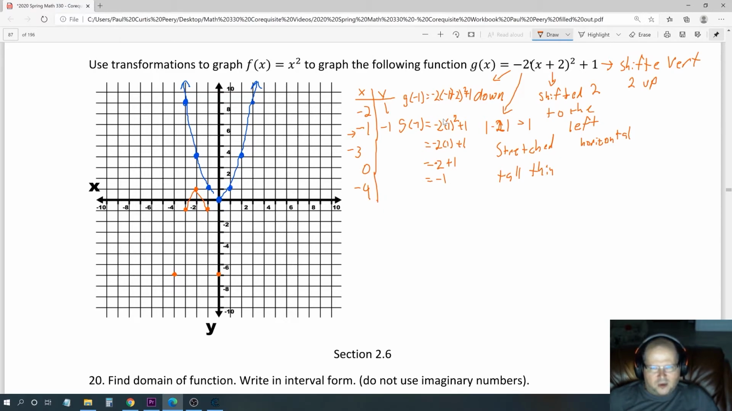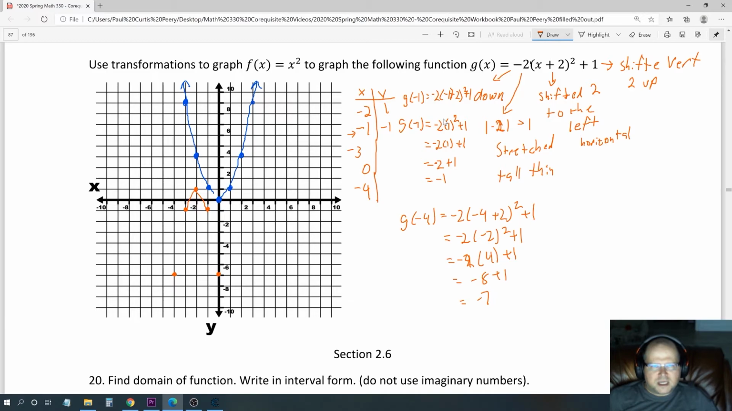So let's see. I'll even do -4 just to verify what happened. So we see -2 times (-4 plus 2) squared plus 1. And that would give me -2. -4 plus 2 is -2, squared, plus 1. And then we would have a -2 squared, which gives you a 4, because -2 times -2 is 4. Whoops. So that's a 4 plus 1. You say -2 times 4 is -8, plus 1. -8 plus 1 is -7.